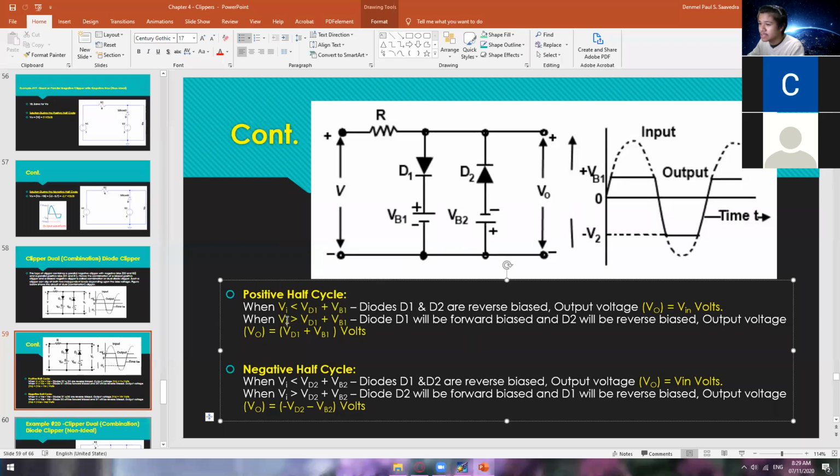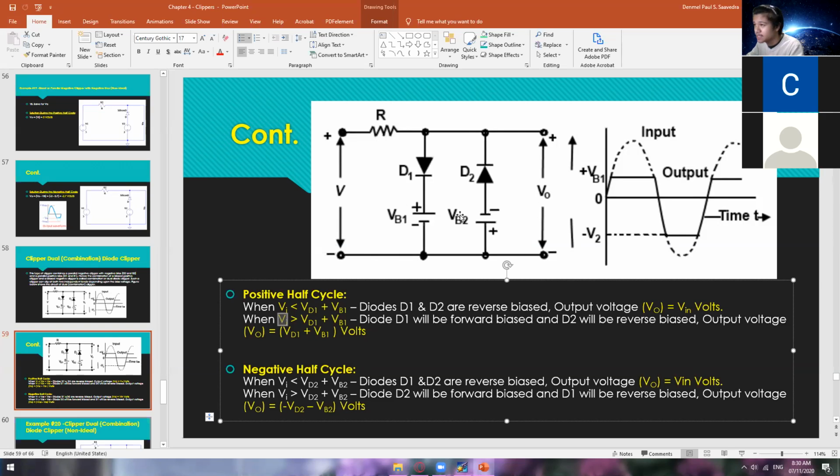So if this one is greater than the summation of those two, then diode D1 will be forward bias and D2 will be reverse bias. Positive is connected to positive and then positive is connected to negative. So this one is forward and the other one is reverse if our V sub I is greater than the summation of those two. If we have that kind of situation, then as you can see, we have a complete loop on this side, from here to here to here to here. So it will never pass through our V sub O.